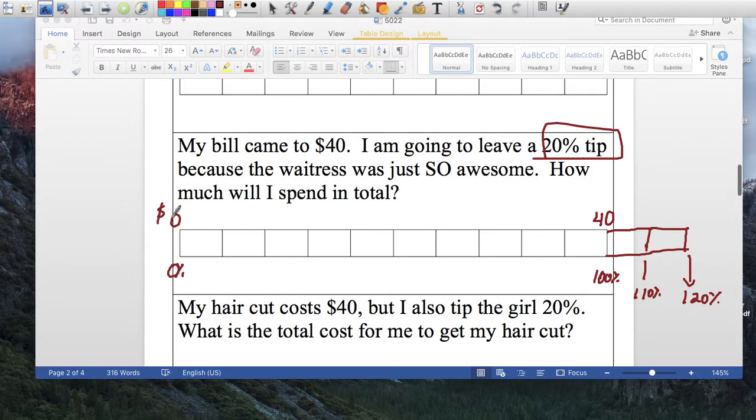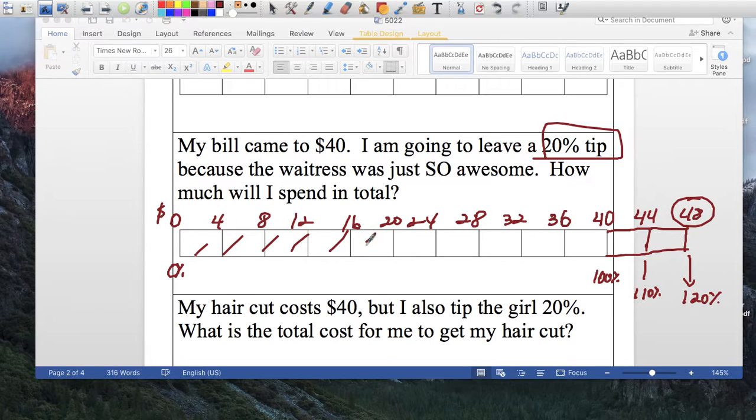Here is 0%. This is $0. So 40 divided by 10 is going to be 4, 8, 12, 16, 20, 24, 28, 32, 36, 40 plus 4, 44 plus 4, 48. So with tip, let me actually also shade this. I'm going to pay my food bill, which was $40 plus $4 plus another $4. So my total is going to be $48.